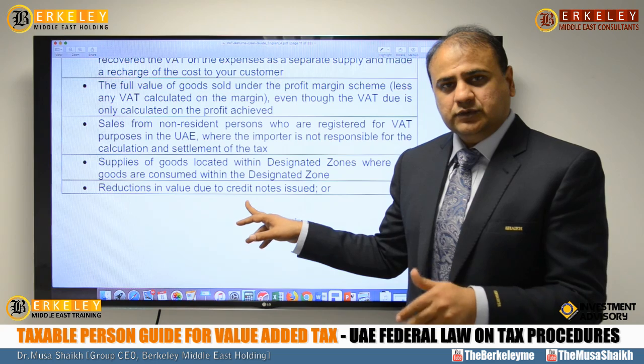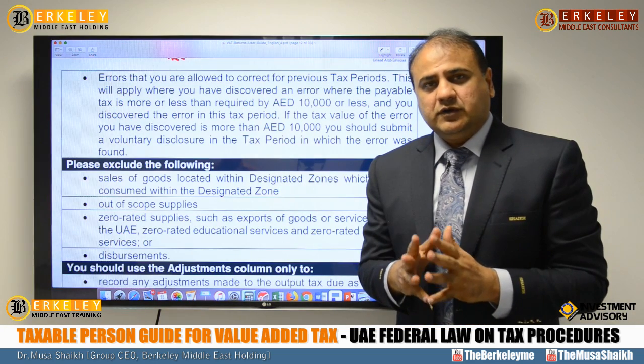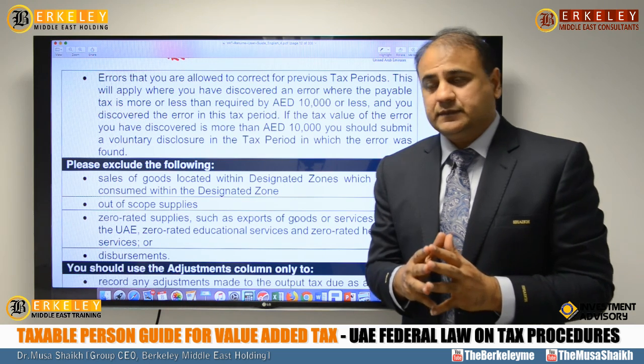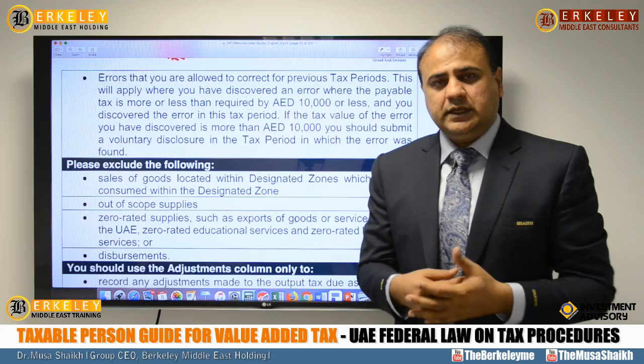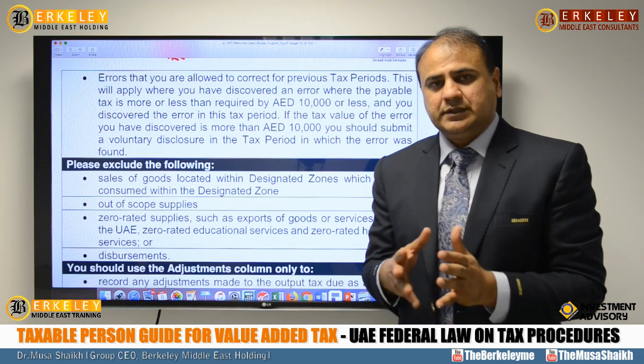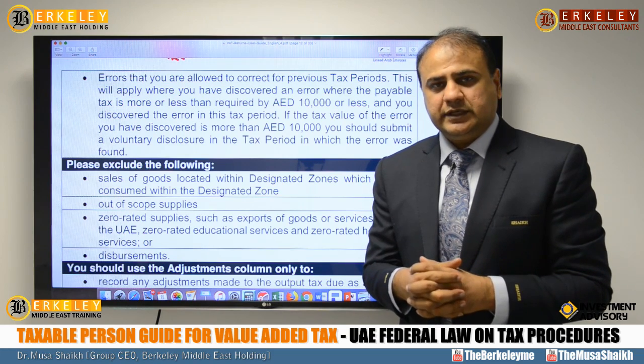Reduction in the value due to the credit notes issued. There are some provisions for error corrections, but make sure that the amount is around 10,000 dirhams. If you feel that the amount is more than 10,000, then you have to give a voluntary disclosure to FTA, and FTA will review it and approve your adjustment.